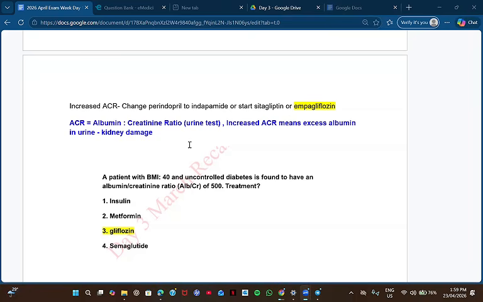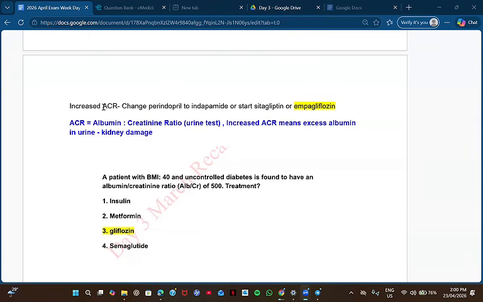Tell me, doctors. Okay, what about perindopril? Is it okay to use? ACE inhibitors, right? What about indapamide? Here they are giving perindopril with indapamide. What do you think?